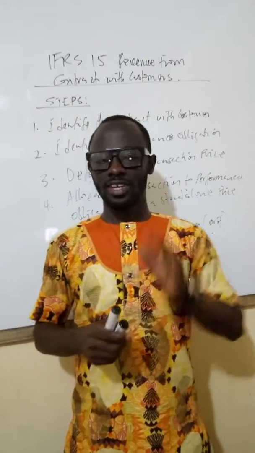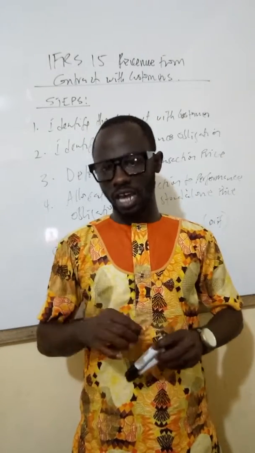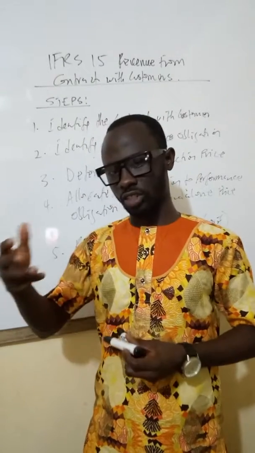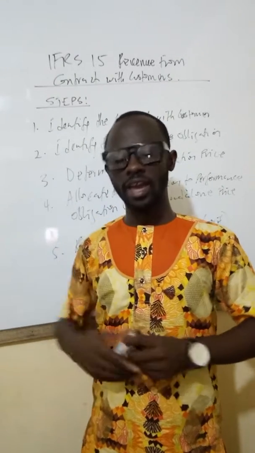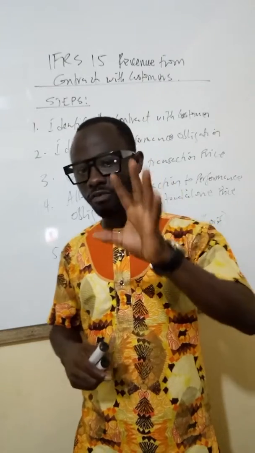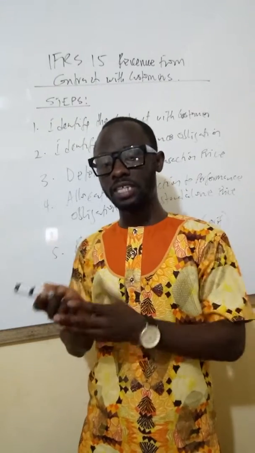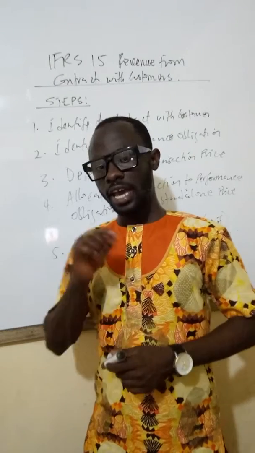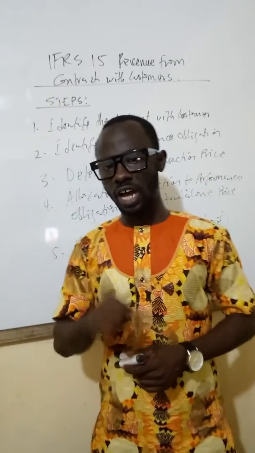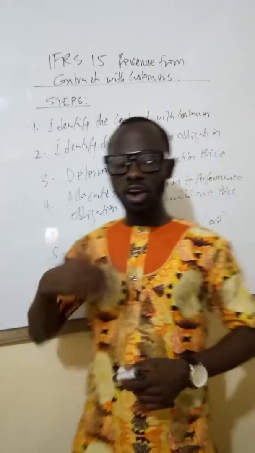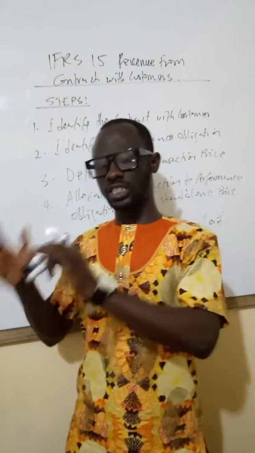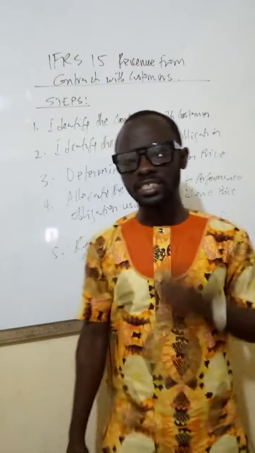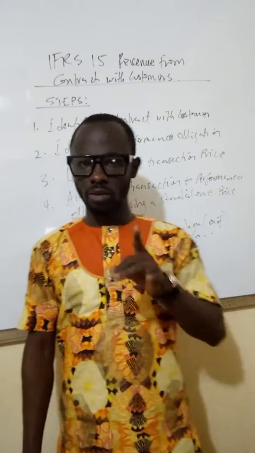Hi there. So in the previous video we looked at the recognition criteria for a contract, right? How we identify a contract with a customer. We spoke about 5 conditions that must be met for us to say that yes, there is a contract with a customer. And then also we made mention of the fact that to recognize revenue under IFRS 15, we need to go through these 5 stages. And the first stage is the identification of a contract with a customer.